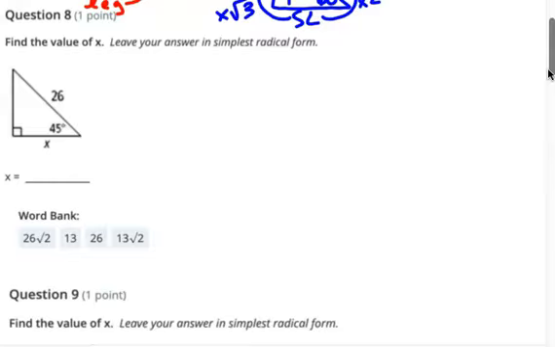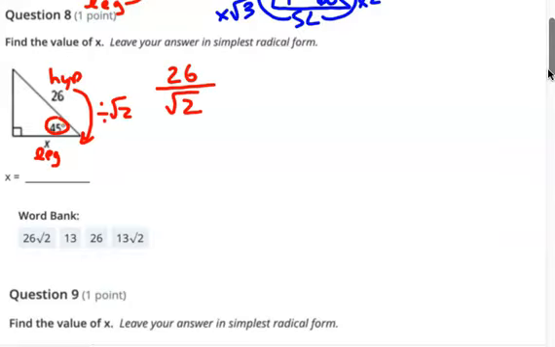Question 8, find the value of x, leave it in simplest radical form. It's a 45, 45, 90. We're going from the hypotenuse to a leg, which means we're going to divide by square root of 2. One thing about this is you're not allowed to leave your answer like that with a square root in the bottom. So we're dividing by that square root of 2. What we do is we rationalize, we multiply by whatever that square root is in the bottom over itself. So square root of 2 over square root of 2.